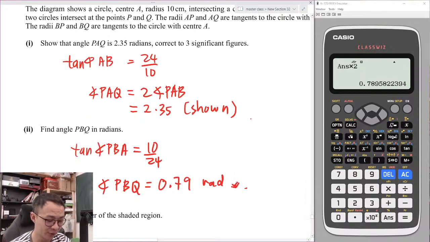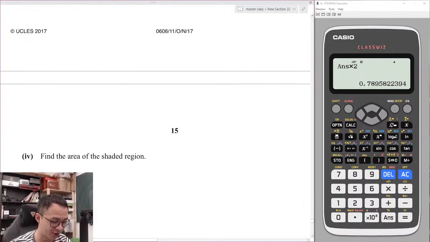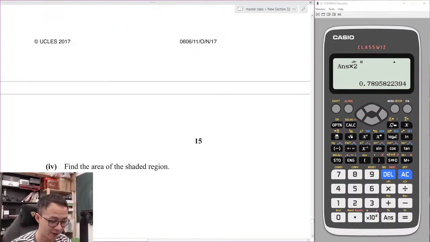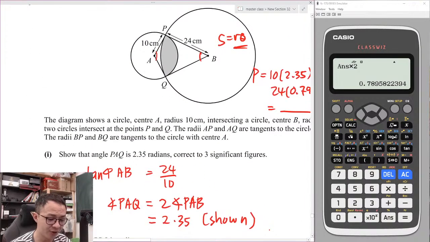Lastly, I guess it's the area of the shaded region, isn't it? How many marks? 4 marks. The area of the shaded region is basically 2 triangles added together, and then you need to minus r.